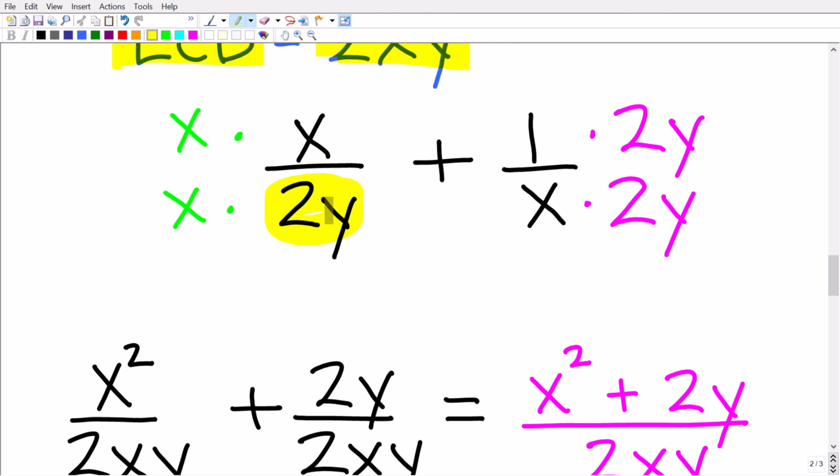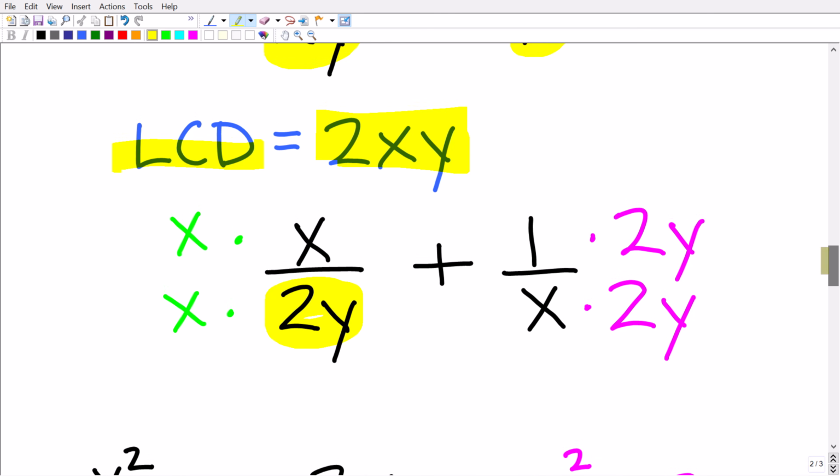So how do I change a 2y into a 2xy? Well, easy. All I have to do is multiply it by x, because x times 2y is 2xy. But that means I need to multiply the numerator by x as well. We'll clean this up in just 1 second. But let's go over here. How do I change an x into a 2xy? Well, all I need to do is multiply it by 2y, because 2y times x is 2xy. But remember, I also need to multiply the numerator by 2y as well.